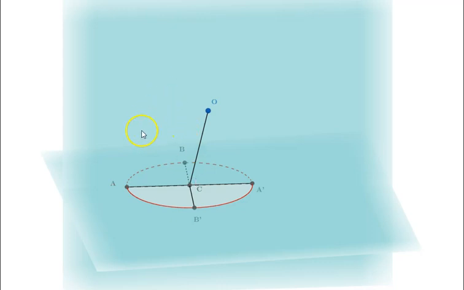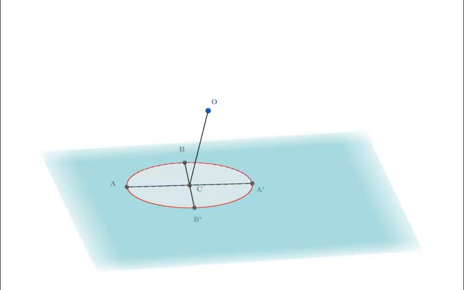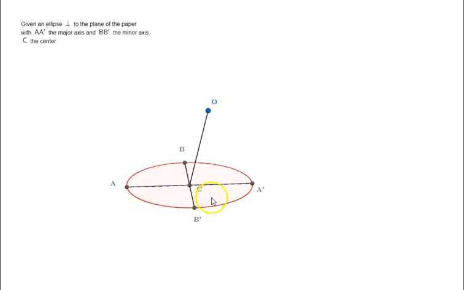So basically, we have to arrive at a cylinder whose axis is OC, and the surface of that cylinder passes through this ellipse. So let's see how we can go about doing that. Given an ellipse perpendicular to the plane of the paper with A prime the major axis and BB prime the minor axis, and C the center. Take a point O in the plane through A prime perpendicular to the plane of the ellipse such that OC is not perpendicular to A prime.